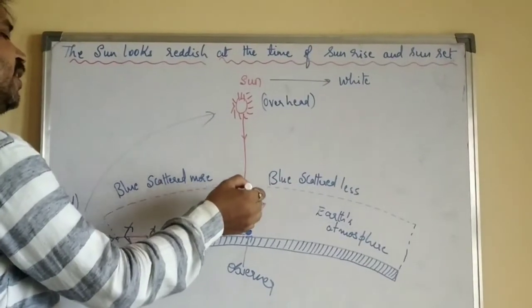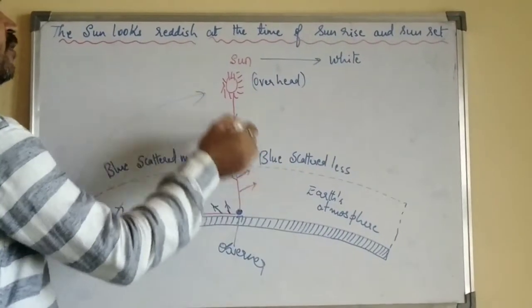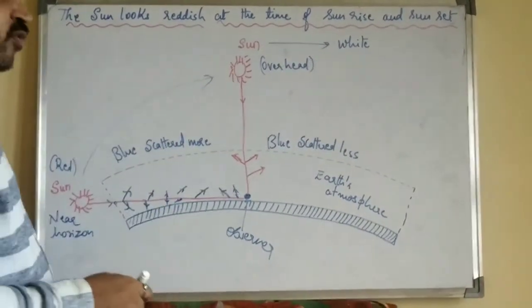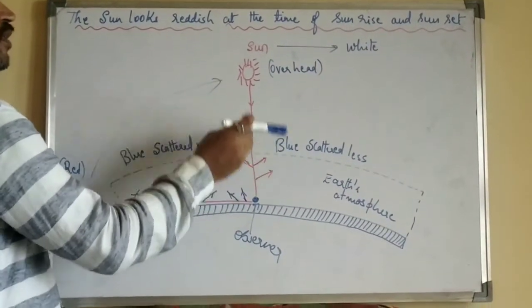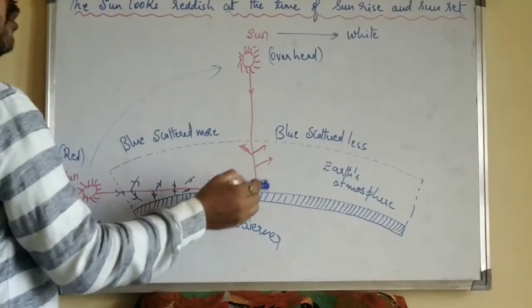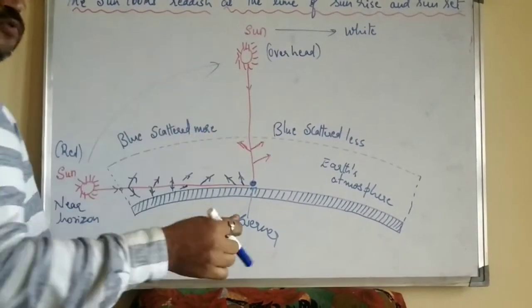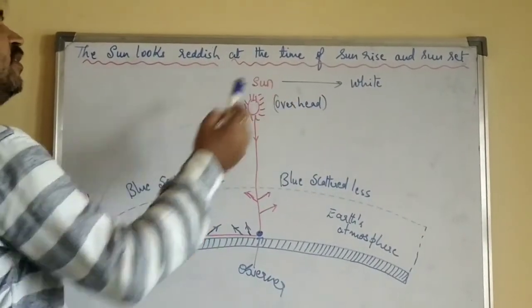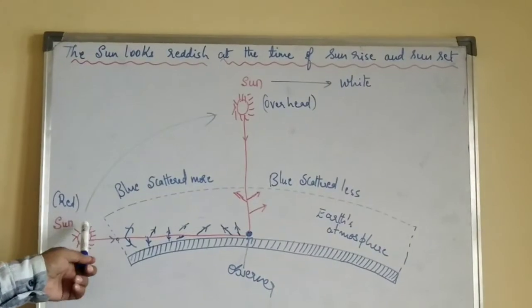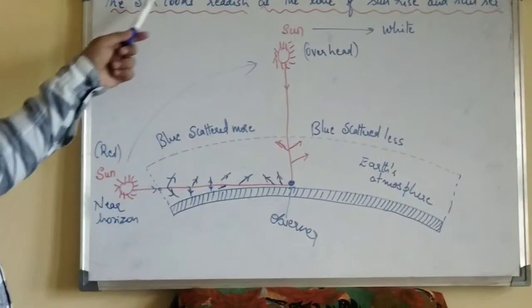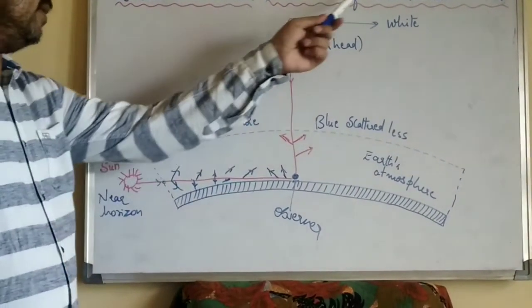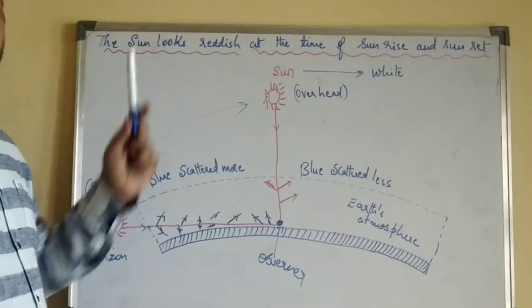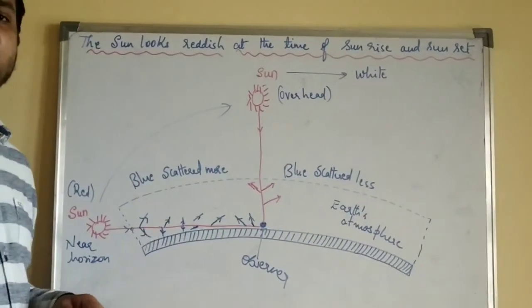Why? Because the scattering was less, as the Earth's atmosphere through which the sunlight travels was very, very less. It travelled through only a few portions of the Earth's atmosphere, so the scattering process was very, very less. That's why we could observe the white color of the sun when it is overhead, whereas the same sun, when it is rising or setting near the horizon, appears reddish in nature. So this completes the second chapter.